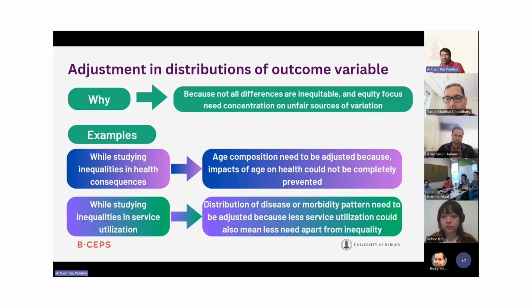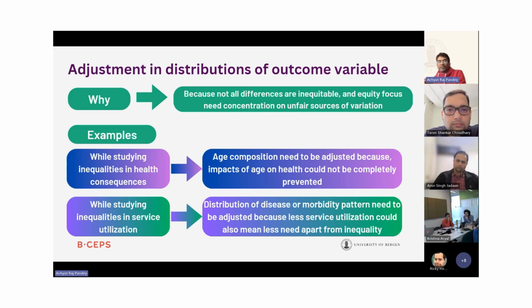This is particularly because less service utilization not only means that they don't have access to the health services, but it may be that they have less need of curative health services. They may be relatively healthy and may require fewer hospital visits than the other population. So while analyzing inequalities in health service utilization, we may also choose to adjust for the underlying morbidity pattern of the disease in the community.